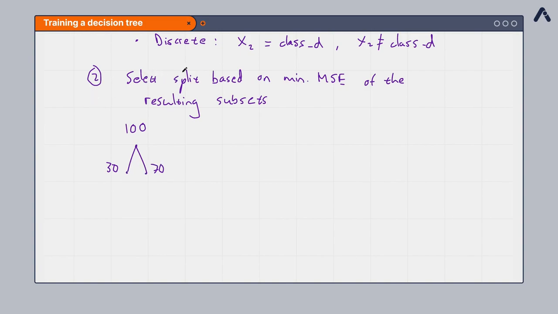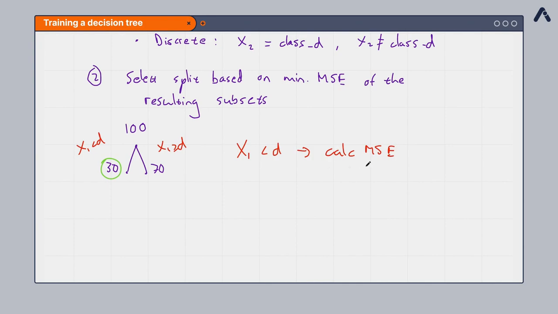And what step 2 means, select split based on minimizing the MSE or the mean squared error of the resulting subsets, is it means for all 30 rows in this particular subset in the left of this particular decision node, which is another way of saying for all variables x1 that were smaller than d. So for instance, on the left, these were all the ones that were smaller than d, and these were all the ones that were greater than or equal to d. So for all of those that were x1 smaller than d, we calculate the MSE.